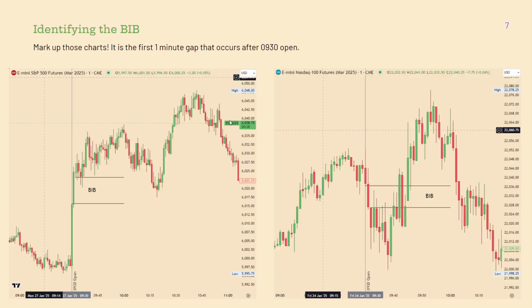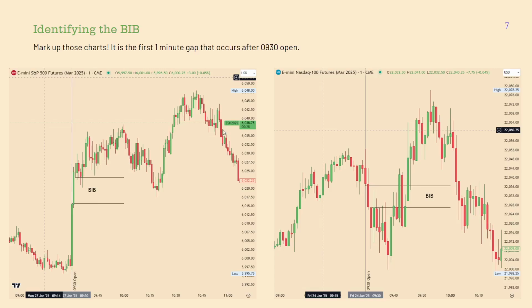Now let's identify this BIB. This Byroids Initial Breach occurs after 9:30. It is quite nice to put a vertical line on your chart at the 9:30 open so you are prepared when the deadline approaches. You can take the high of the candle before the gap and the low of the candle after the gap, and this is your initial breach.